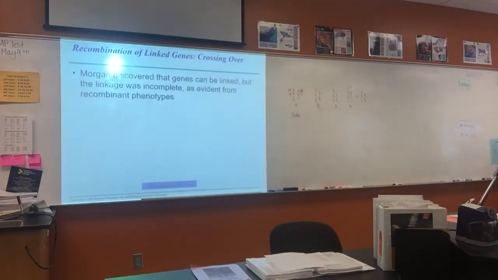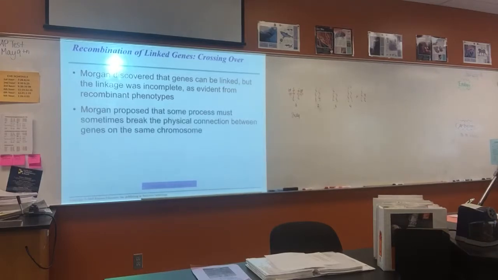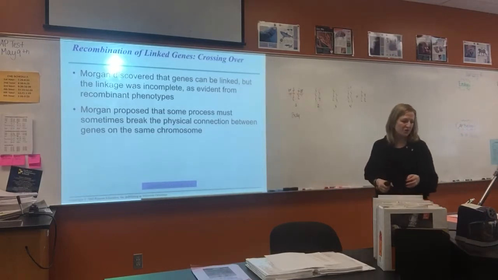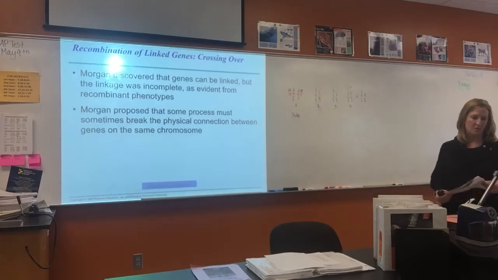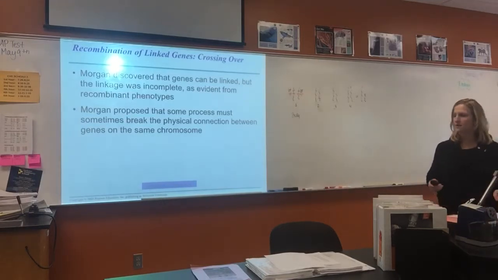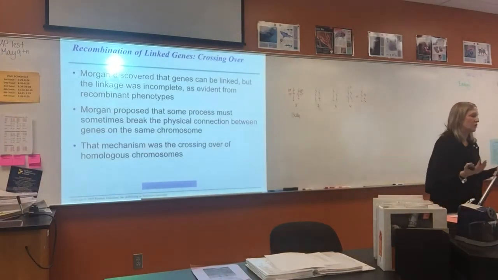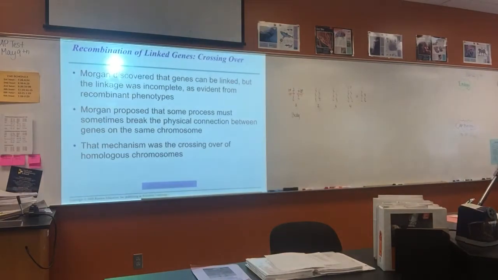So Morgan discovered that genes can be linked but the linkage was incomplete, as evidenced from those recombinant phenotypes, the ones that don't look like the kids or parents. Morgan proposed that some process must sometimes break the physical connection between the genes on the same chromosome. What's that process? Crossing over, right? That mechanism was the crossing over of homologous chromosomes and the switching of the DNA, right?